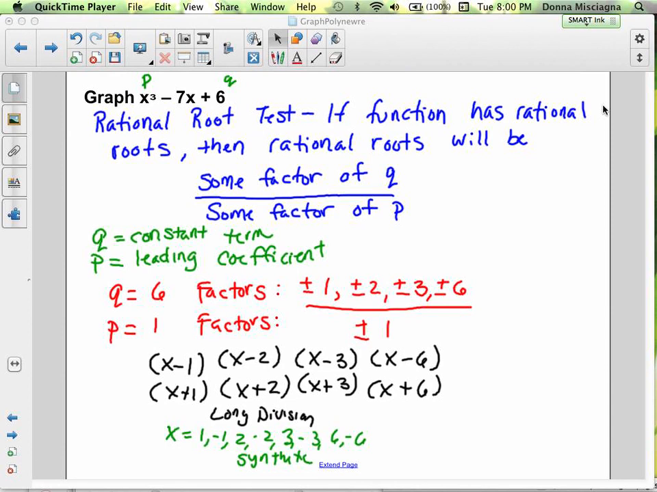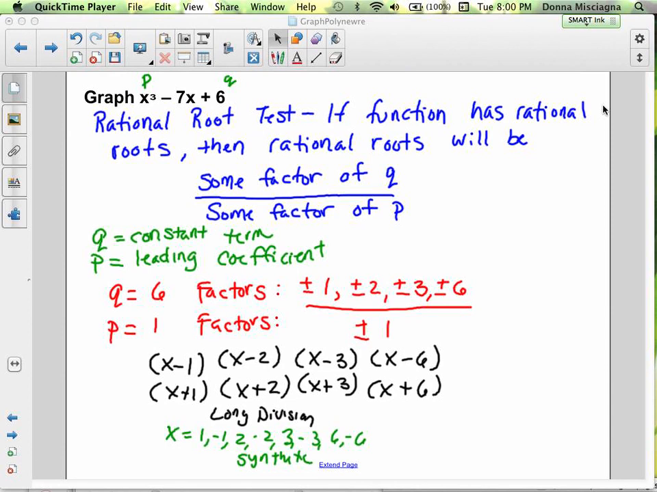So we're going to use a rational root test. If the function has rational roots, then the rational roots will be some factor of our constant term divided by some factor of the leading coefficient. So our constant term is 6, factors positive, negative 1, positive, negative 2, positive, negative 3, positive, negative 6. And of course, factors of 1 is just positive, negative 1.